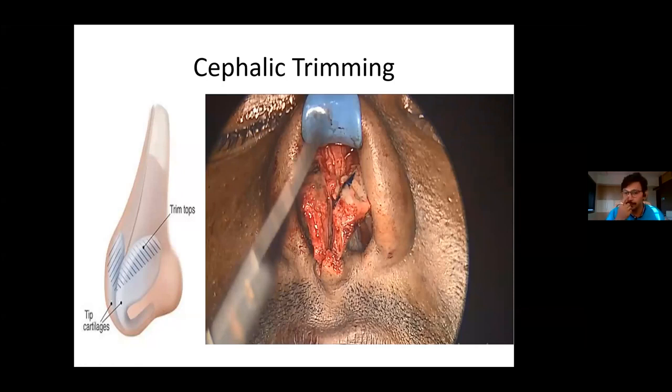This reduces the bulbosity in the supratip area, and you must remember whenever you're doing this, it causes some amount of upward rotation. So you have to retain about 7 to 8 millimeters minimum at the farthest point, and at an intermediate crus area you have to retain minimum 5 millimeters.